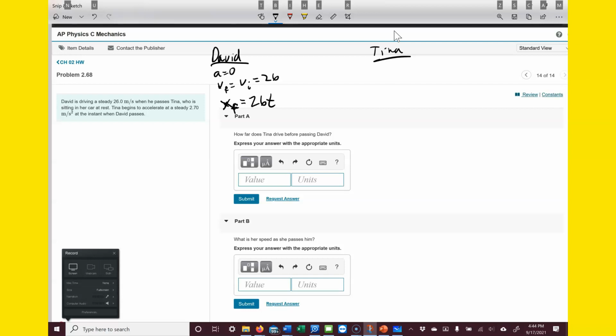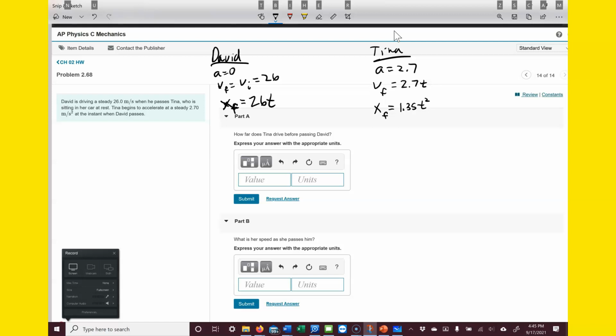All right, Tina's equations. Her acceleration is 2.7. Her final velocity is the antiderivative of that, which is 2.7t, plus the initial velocity, which is just 0 for her because she starts at rest. And her final position is the antiderivative of that velocity, which is going to be 2.7t squared over 2. What's half of 2.7? 1.35. 1.35 t squared plus her initial position, which we might just say is 0.